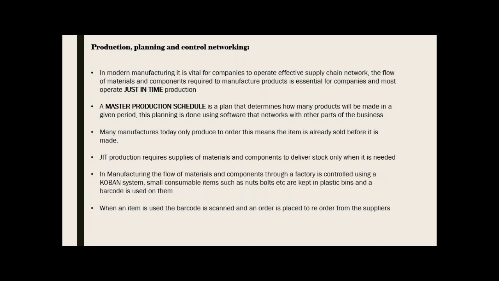Next you've got the master production schedule. That's basically a plan that determines how many products we make in a given period. This is done using software that talks to the business and lets them know how much you need and when you're going to need it. It stops you from over-ordering and over-producing.